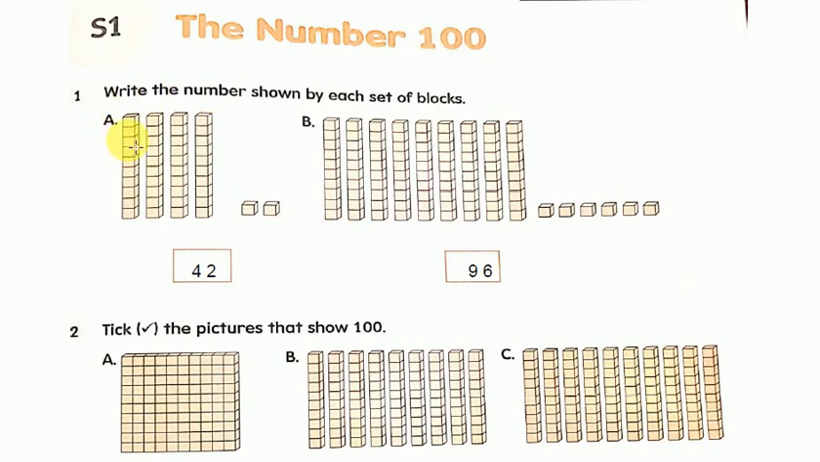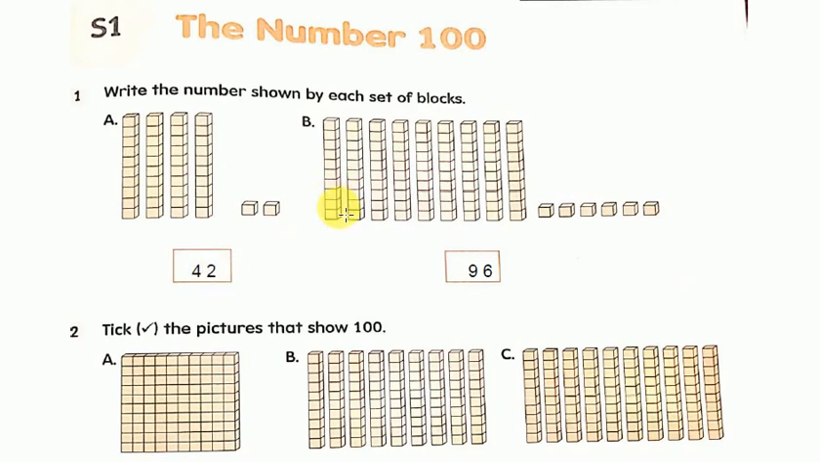First one. How many 10 blocks are there? Count. 1, 2, 3, 4. 4 tens blocks. So 4. And how many ones cubes are there? 1, 2. So 2 ones cubes and 4 tens blocks makes 42. The number is 42.